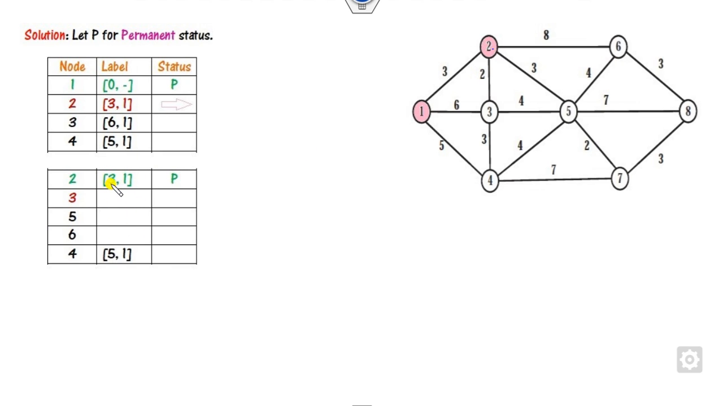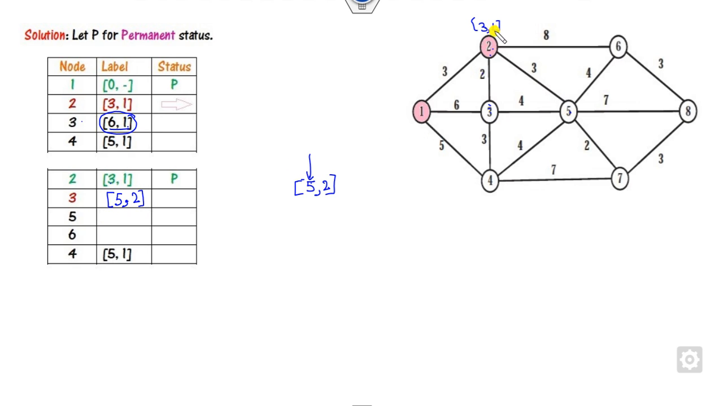The value of 2 is 3 comma 1. Now what is the distance of 3? 3 plus 2 is 5, but already a value of 6 comma 1 is there. So from here the value is 5, I can reach it from 2, but the previous value is 6. Which one is the minimum? This distance is minimum, so I can write here 5 comma 2. The other one stays 6 comma 1.